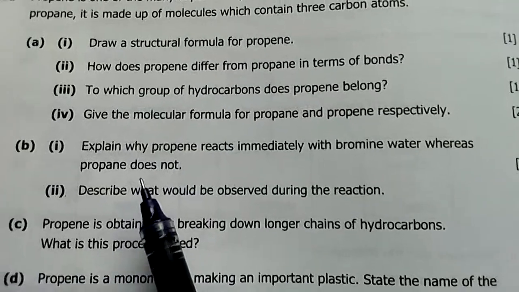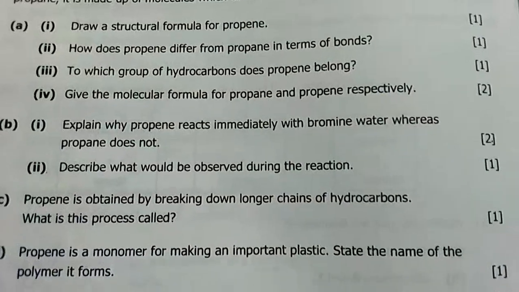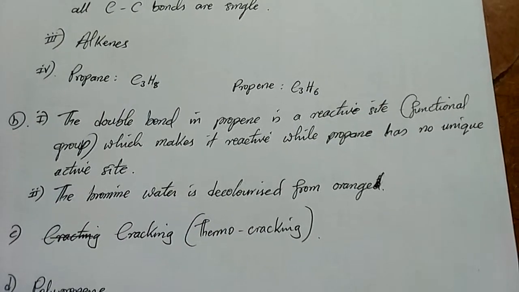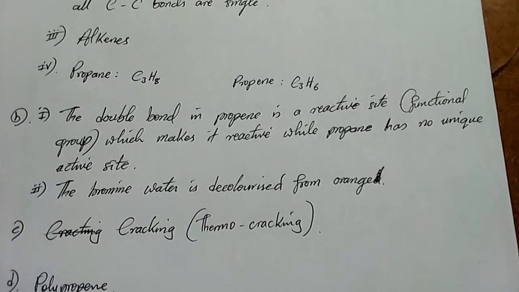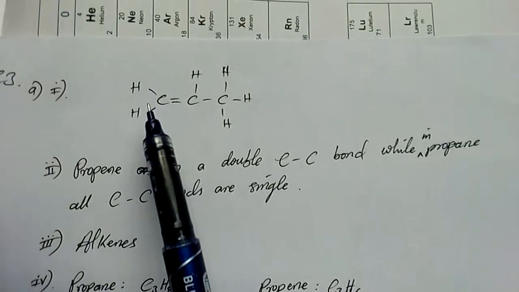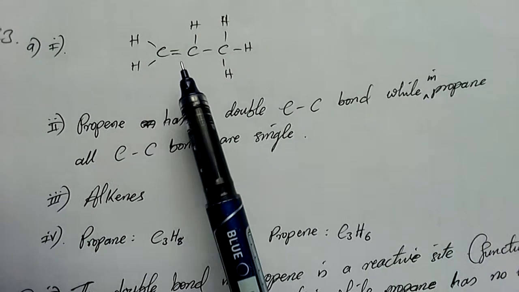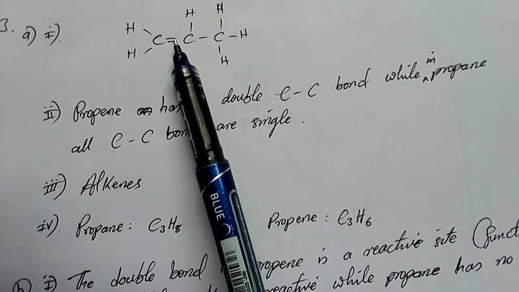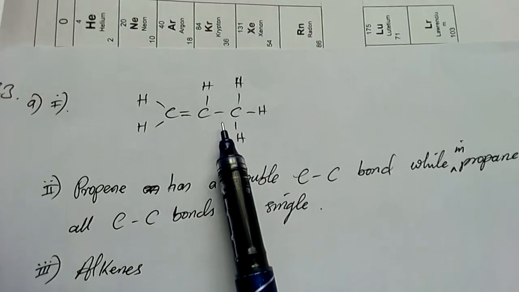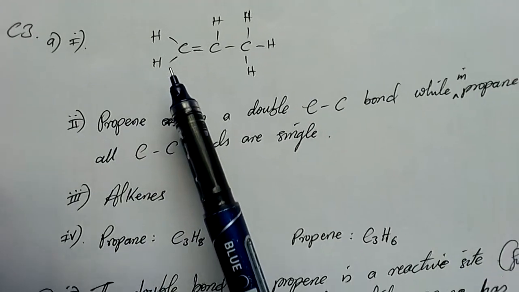C3B. Explain why propene reacts immediately with bromine water, whereas propane does not. My answer there is the double bond in propene is a reactive site or functional group, which makes it reactive, while propane has no unique active site. So the double bond in propene, like here, gives it a site where there is a high negative charge. This is a double bond. Therefore, these are 4 electrons that are crowded in the same space. So it creates this negativity on one end, and the other end becomes relatively positive. So this one becomes your reactive side. So this molecule is highly reactive because of that uneven distribution of electrons.